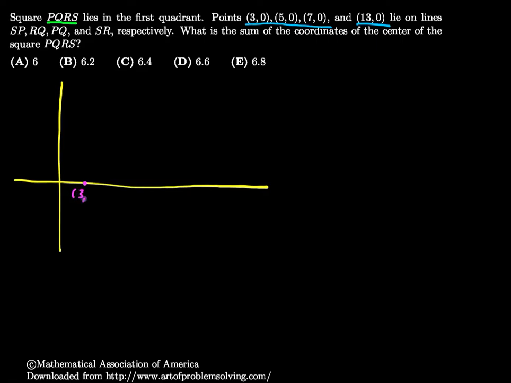(3, 0). We have (5, 0). We have (7, 0). And then way out here, let's see, it's going to be maybe about here. That's pretty accurate. We have (13, 0). And what we end up having here is this.